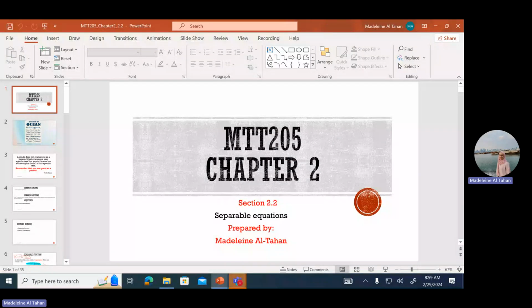Last time we started with chapter 2, and the aim in chapter 2 is to solve differential equations. The first type of differential equation that we will deal with is solving first order differential equations. Who will remind us which type of first order differential equations we discussed last lecture?